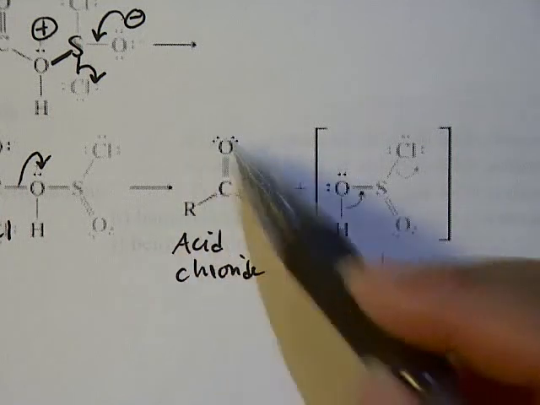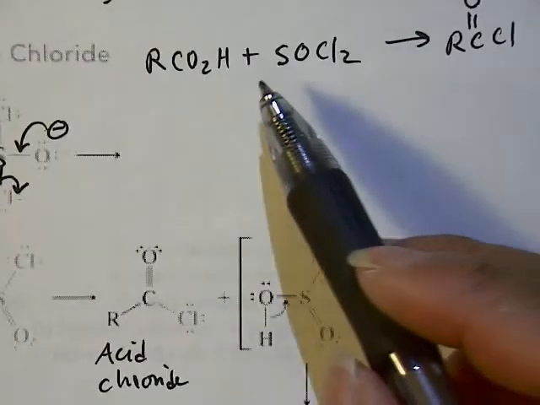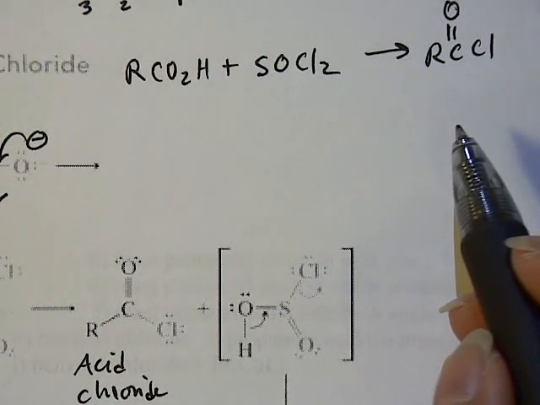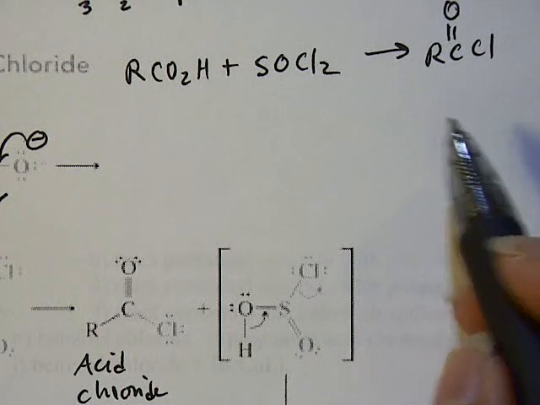All right, so this is how the carboxylic acid will be transformed into acid chloride. All right, so once you know how to make the acid chloride, what kind of reactions can you do with them?